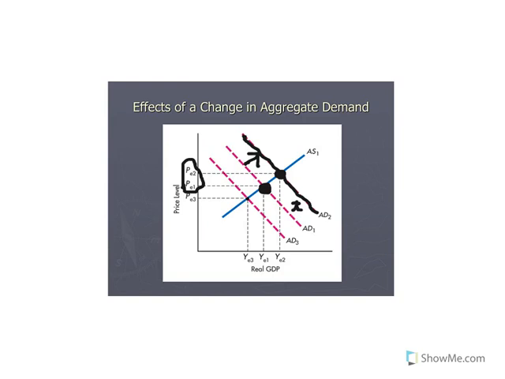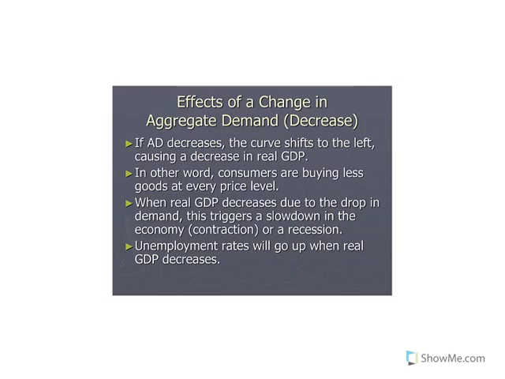So again, just to recap, on this graph, we can see when aggregate demand increases, real GDP increased from YE1 to YE2, triggering the expansionary phase, and price levels rose from PE1 to PE2, which again triggered demand pull inflation.